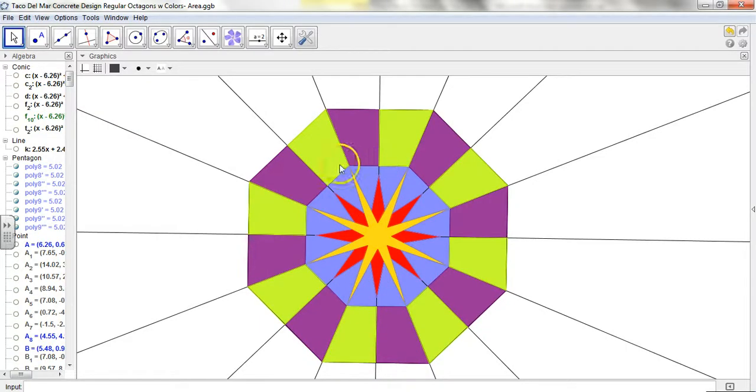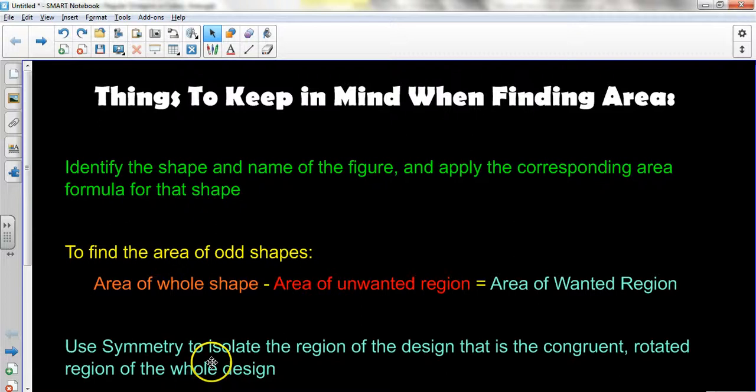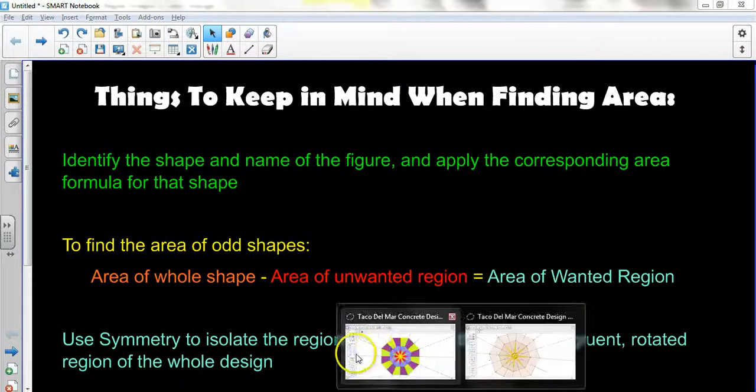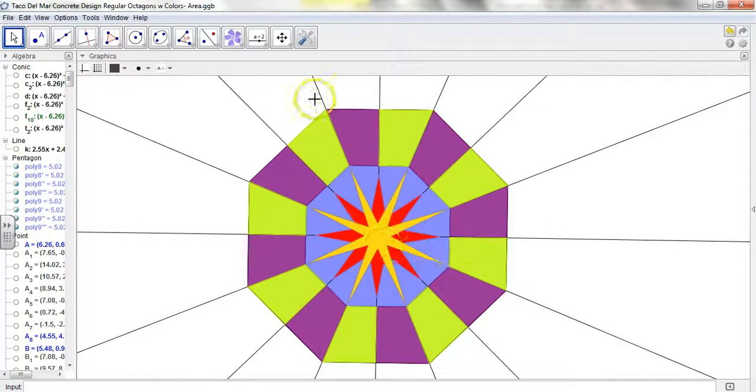So maybe, for this blue area here, if we were to draw some segments to the center, we could identify, hey, this whole region here is a nice shape, so I could find the area of that and subtract out some areas of what I don't want. And that can help me find the area of some weird, odd shapes, okay? Also use symmetry to isolate the region of the design that is the congruent rotated region of the whole design. So use symmetry to take this whole design here and think about what region is really getting repeated in this whole thing. Okay, so if I can tackle that one region, I know that it's congruent all the way around the shape here, so I can use that thought to help me with my area.